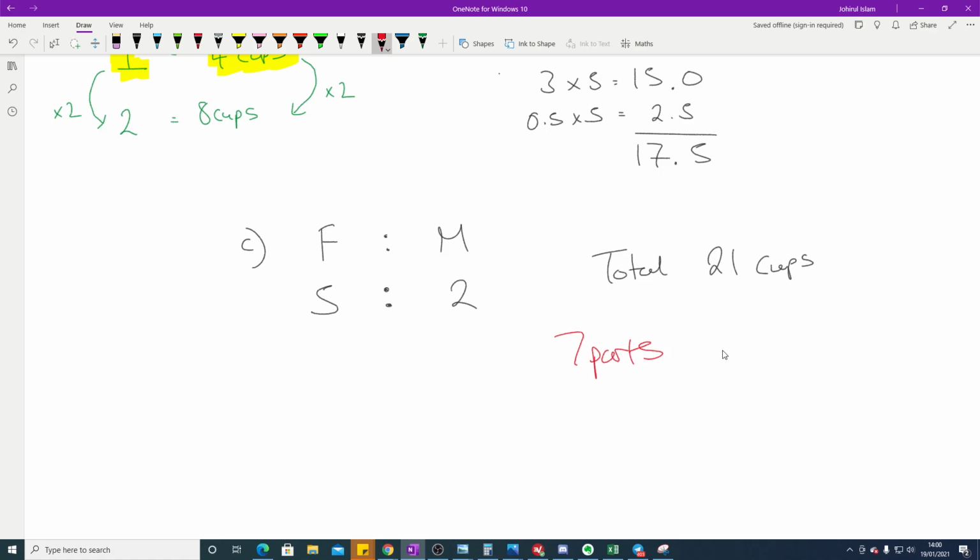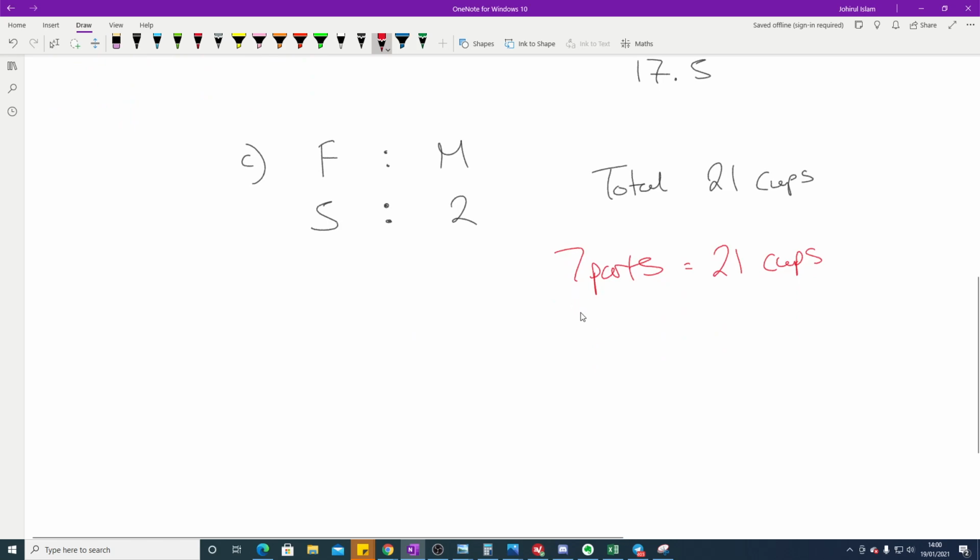So a total of 7 parts equals 21 cups, because the question states that 21 cups were used in total. So in exactly the same way that we did for question A and B, we can now work out how many cups one part will represent. What you need to do to 7 to get to 1 is divide by 7. And therefore you need to divide this side by 7. So 21 divided by 7 equals 3 cups. Right, so 1 part equals 3 cups.